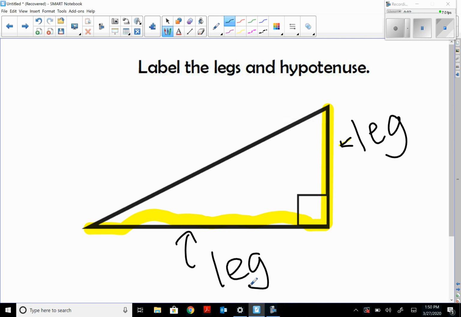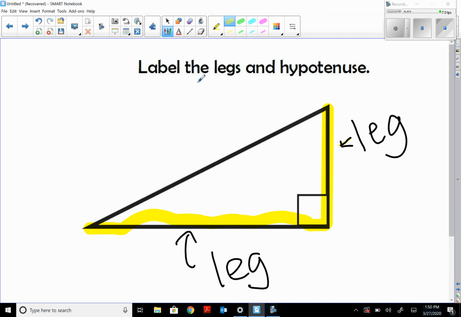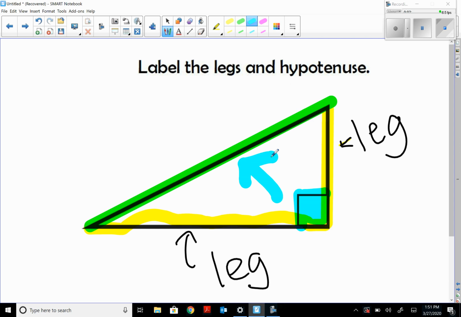And then the side that is directly across from the right angle is the hypotenuse. So once you identify which angle is the right angle, which in this case is right here because it's got the little box, you find the side that's opposite of that. That's your hypotenuse. So let's go ahead and label that one with the word hypotenuse.